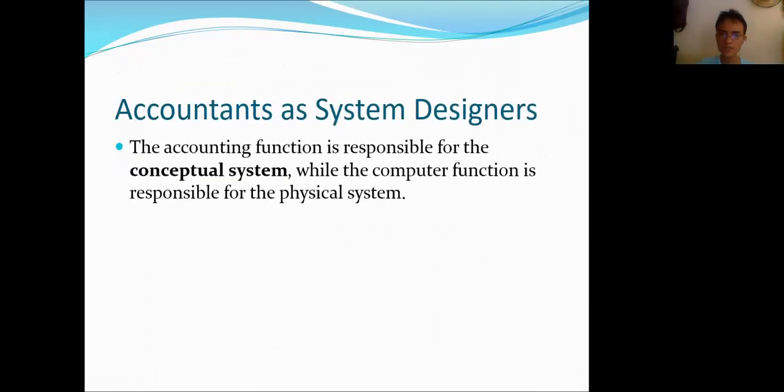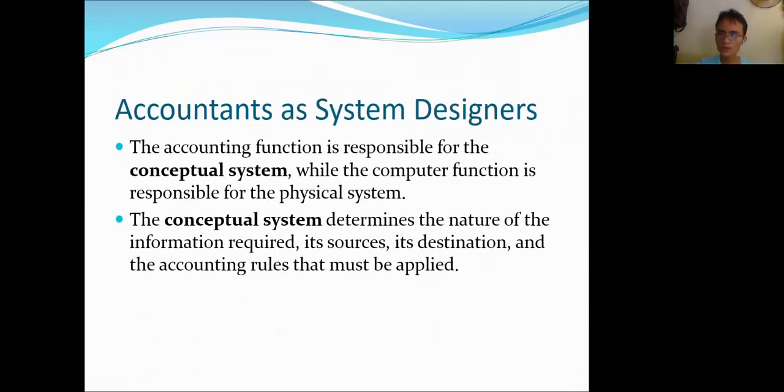Then system designers should be accountants too, since accountants are users, so basically they can also conceptualize and help in the designing of the system. In conceptualizing, we should know the nature of the information required, the sources, meaning where the information would be coming from, the destination or the output storage or container, and the rules that must be applied.